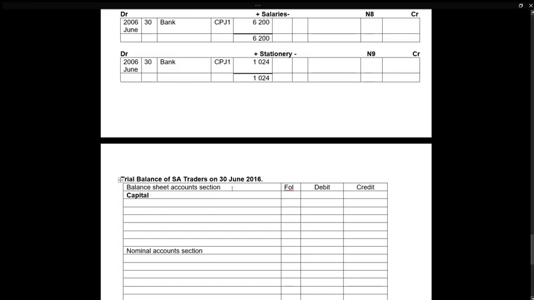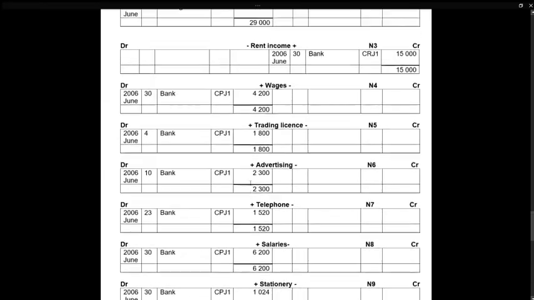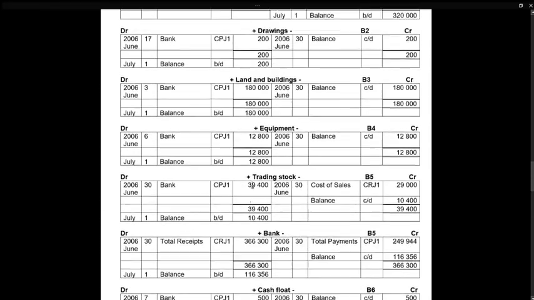I'm just going to bold that, unbold this, so you can see the difference between what is headings and what I'm filling in. Right, so capital, let's go back to my capital account.